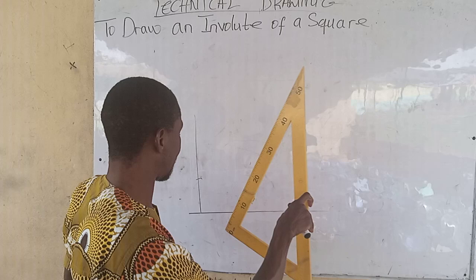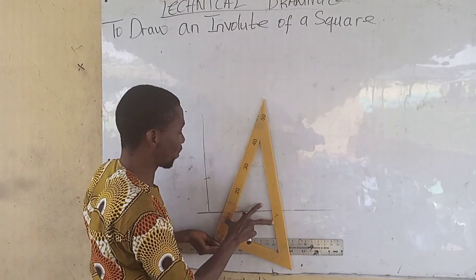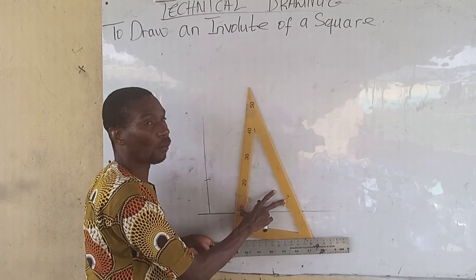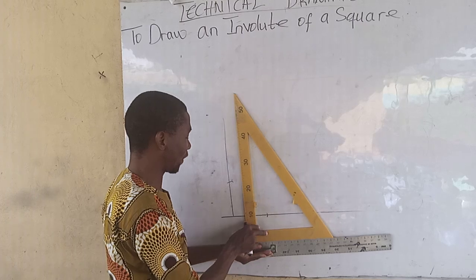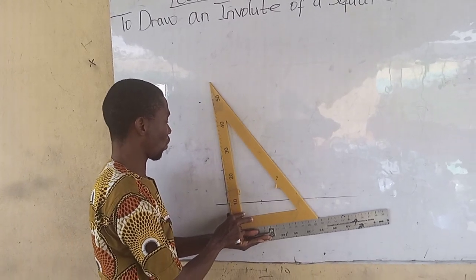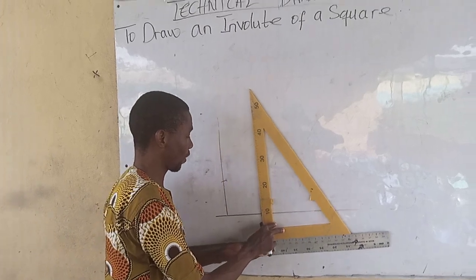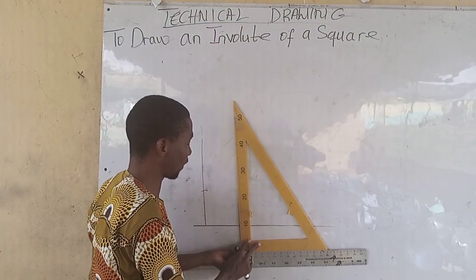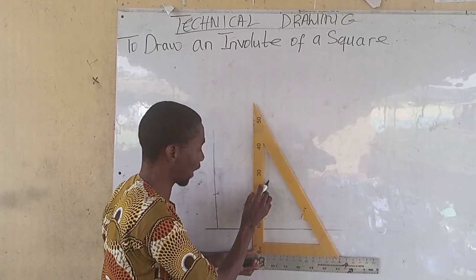So at the end, I just place my T square. I move on like that. Then draw a line.